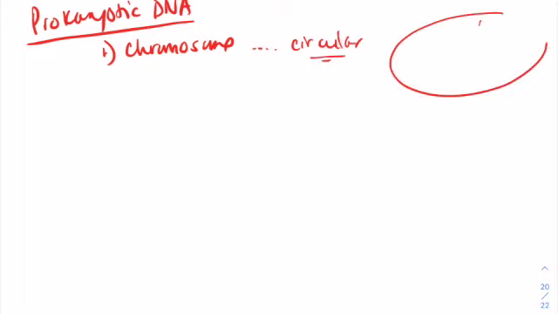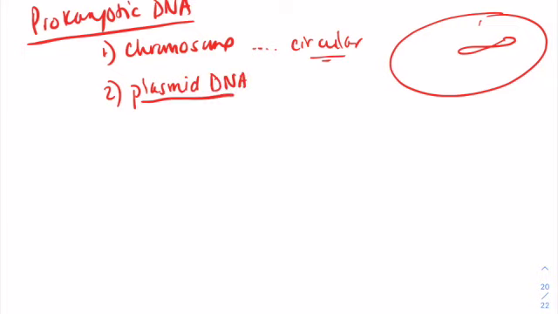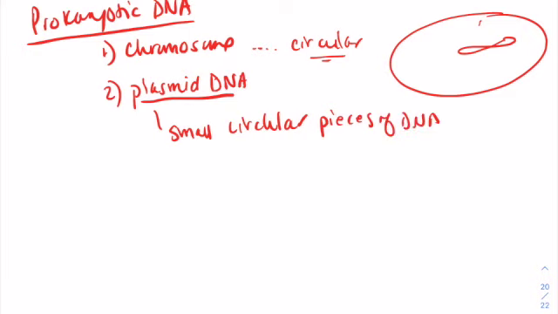So if this is our bacterial cell, we've got a circular chromosome like that. But there is also other DNA in bacterial and in prokaryotic cells called plasmid DNA. Plasmids are small circular pieces of DNA, like that. They contain genes too. Chromosomes contain genes and plasmids do.